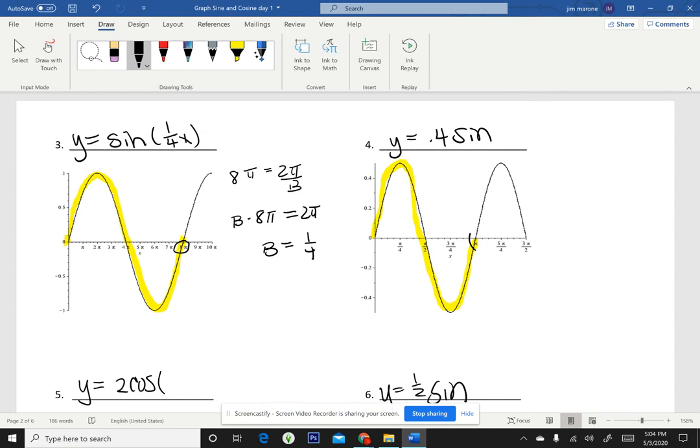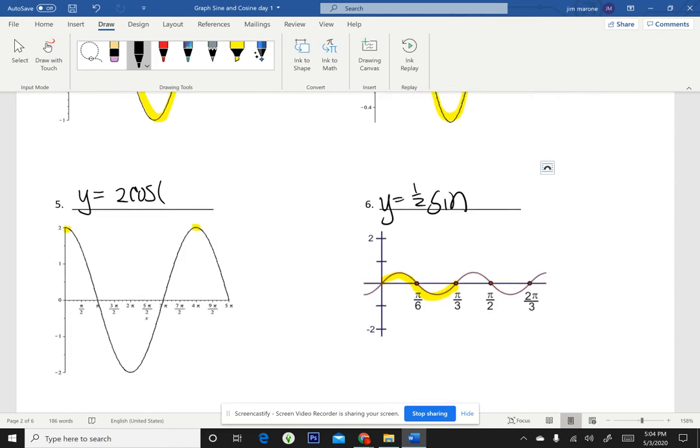Then this one, again, the period is pi. So pi is equal to 2 pi over b. Multiply both sides by b, so b times pi is equal to 2 pi. Divide both sides by pi, and b is equal to 2. So this is the sine of 2x.